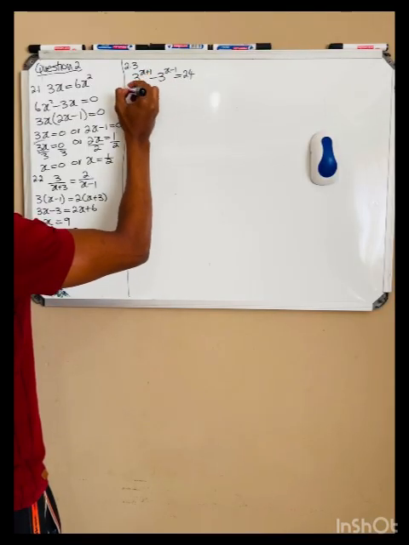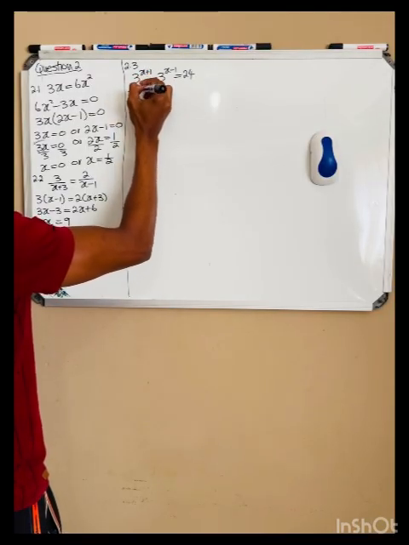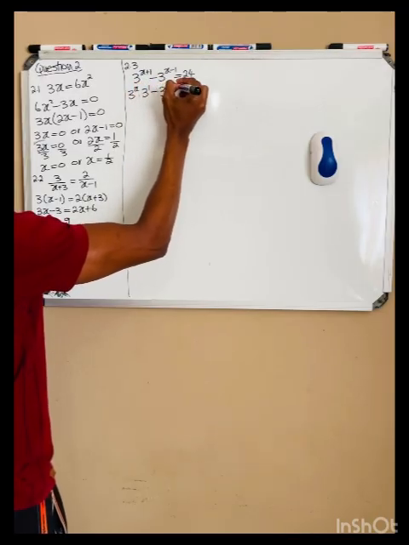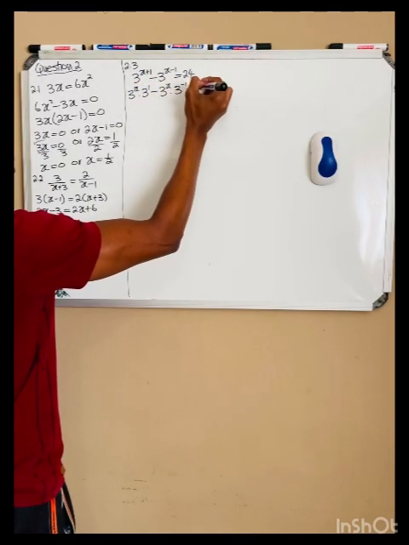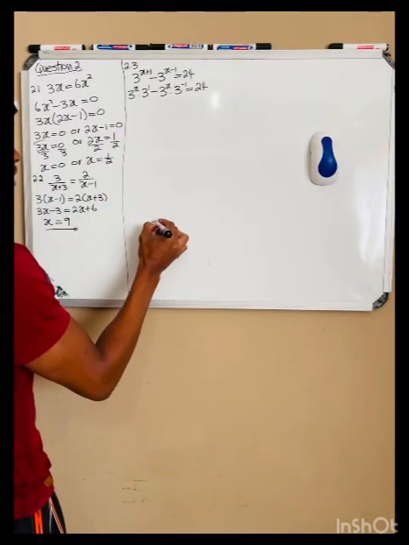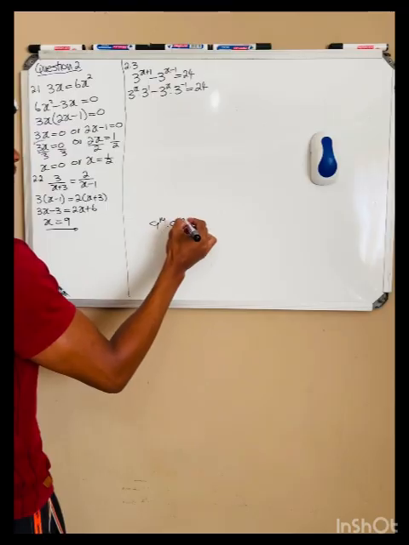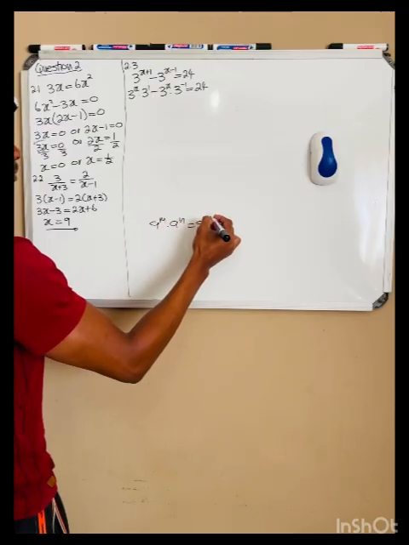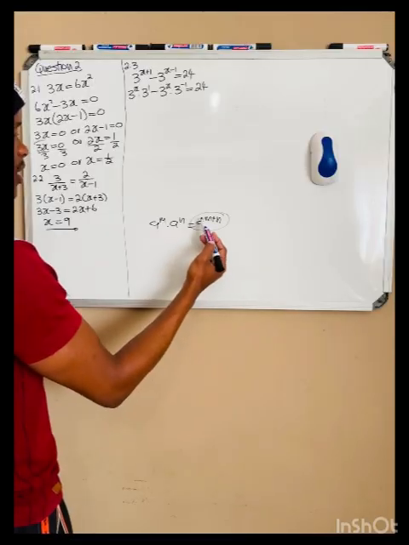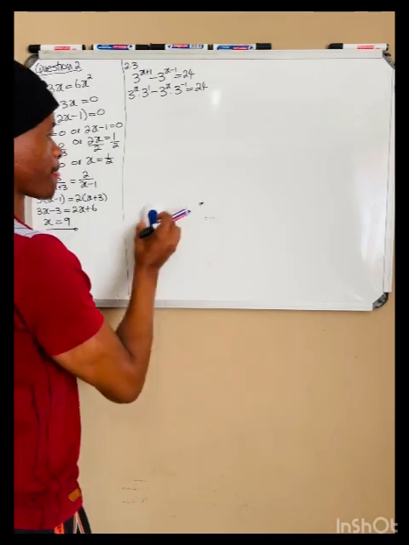3 to the power x plus 1 can be broken as this. You can break this like this. Then minus this one is the same as this. Then being equals to what? 24. You break this using law number 1. A to the power m times a to the power n is the same as a to the power m plus n. So now this expression is in this format. Then now you take it back.